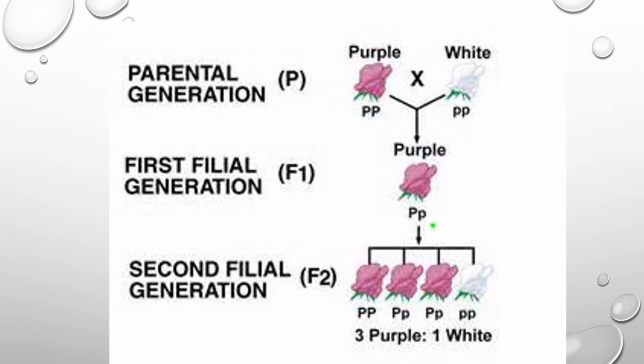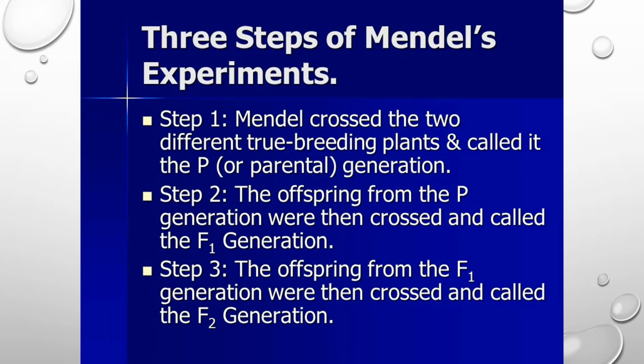Whatever progeny was obtained in the F1 generation were crossed with each other, giving rise to progeny of the F2 generation. These were the steps involved in Mendel's experiment. Let's discuss each of these steps in detail.